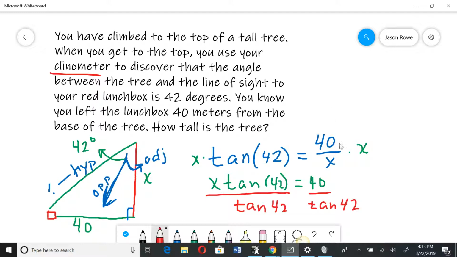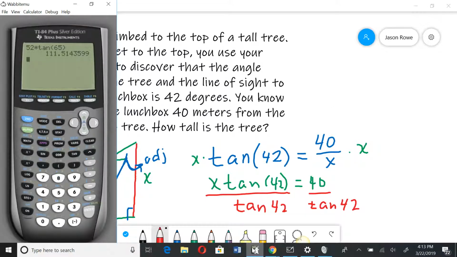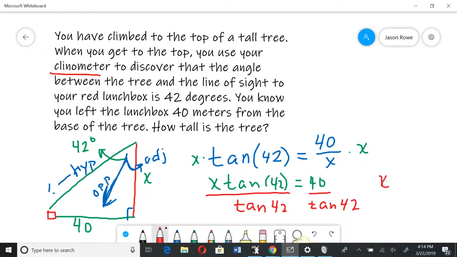So again, pull your calculator out. And we're going to type this in. We're going to do 40 divided by the tangent of 42. And that'll be about 44.4 meters. So in this case, x is going to equal approximately 44.4 meters.